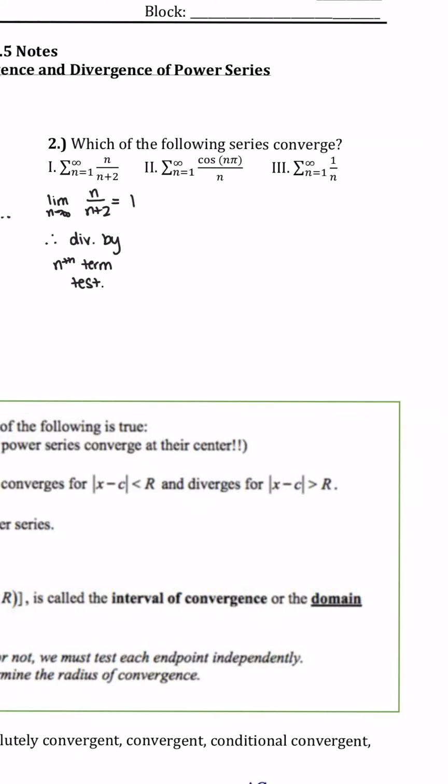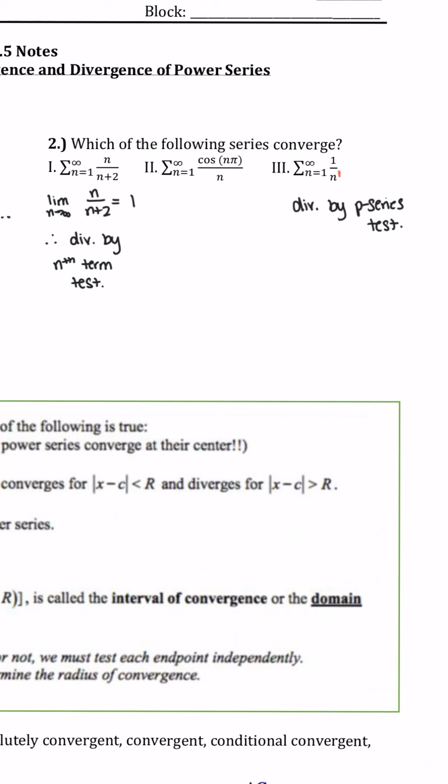I notice number 3 is a p series where my p value is 1. And therefore I know that this series is going to diverge by the p series test. Let's just take care of that one while we're here. All right, now let's go back to number 2. It looks like it's going to be a little more work.